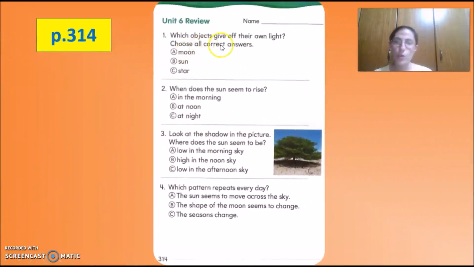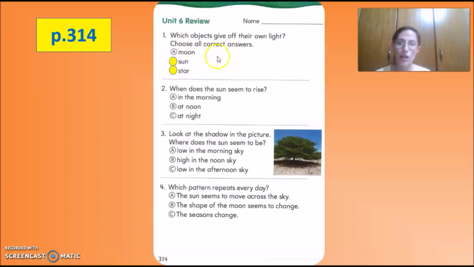Number 1. Which objects give off their own light? Choose all correct answers, which means we have more than one answer. A. Moon. B. Sun. C. Star. Think, guys. Which objects give off their own light? Excellent! It is the sun and the star.